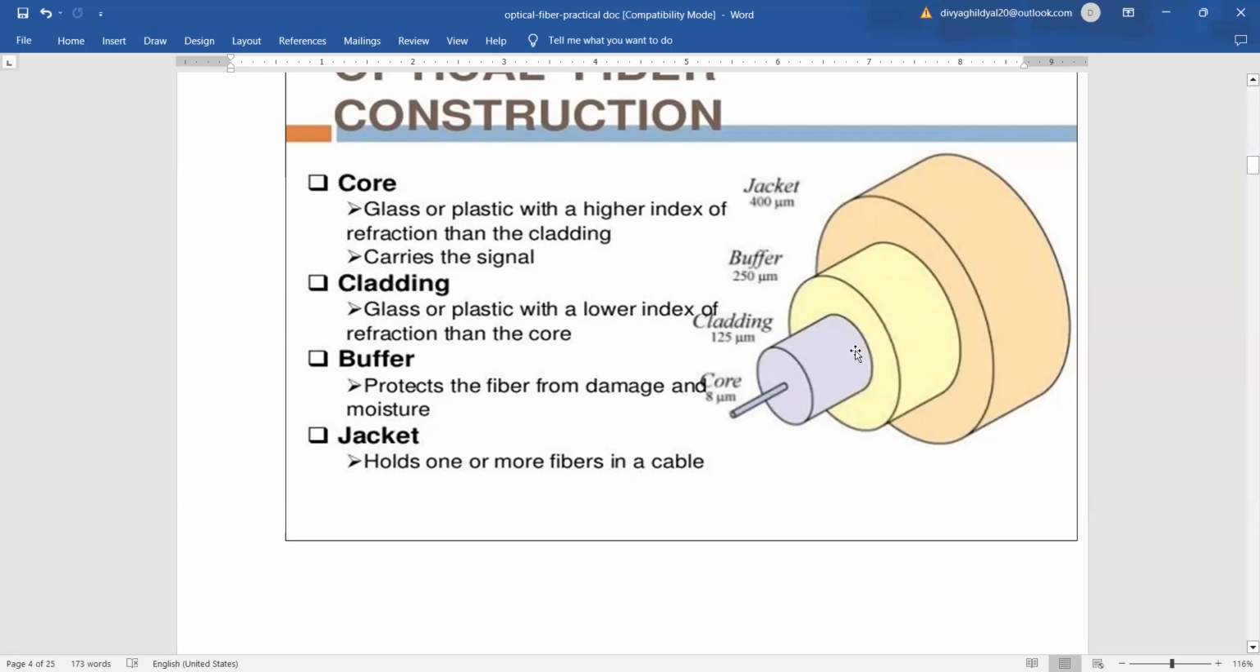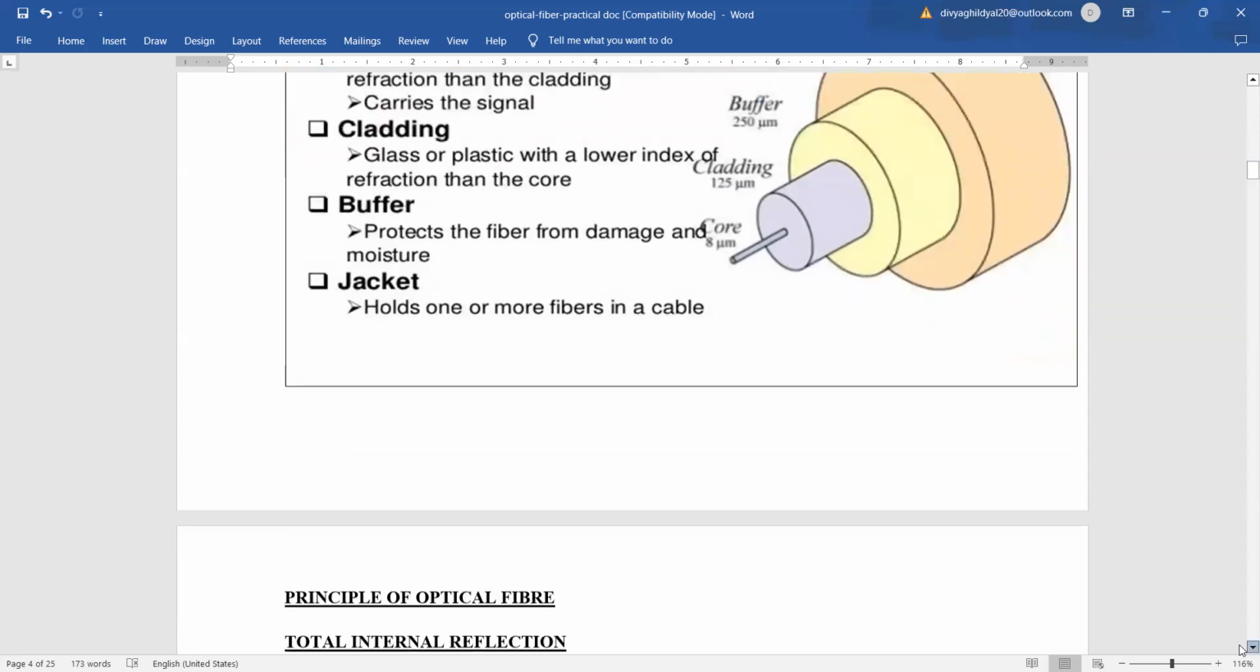Both the core and cladding are coated with a jacket. It could be made of any type of simple coating material, which is just holding or protecting this cable or optical fiber. So optical fiber consists of core, cladding, buffer, and a jacket.